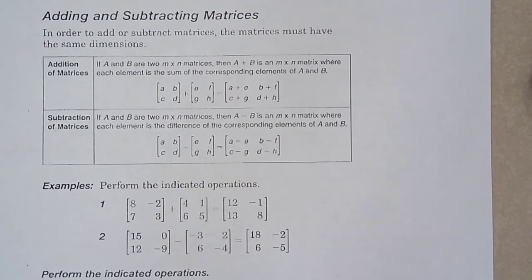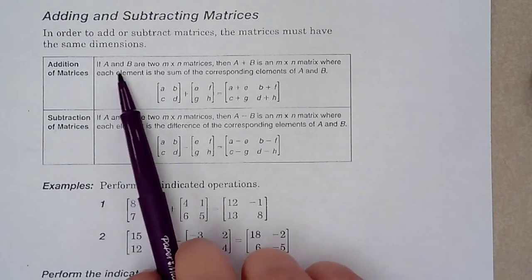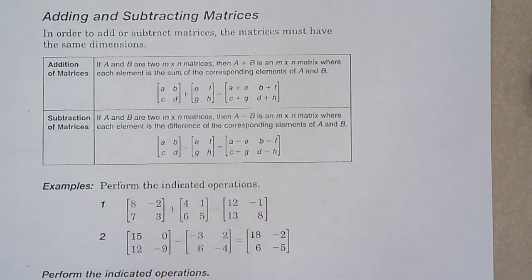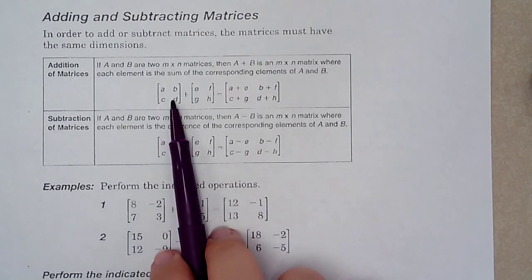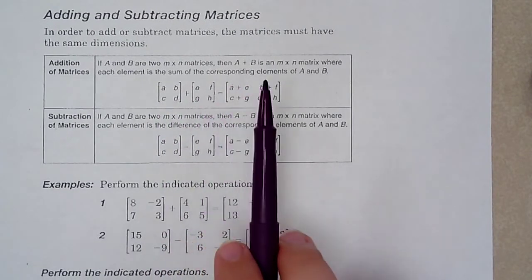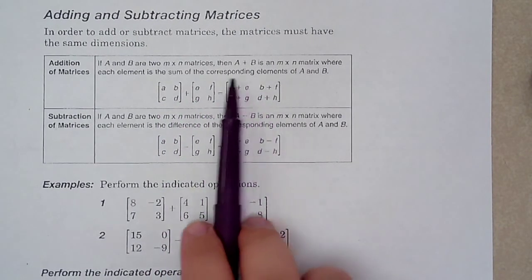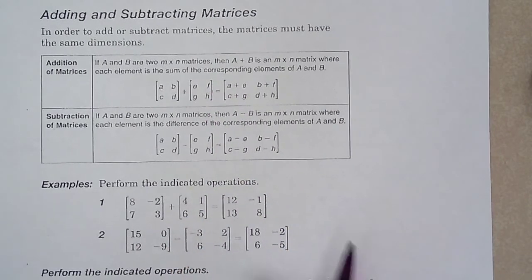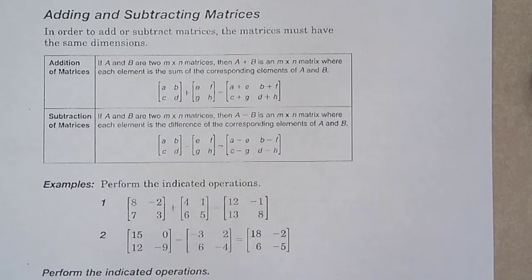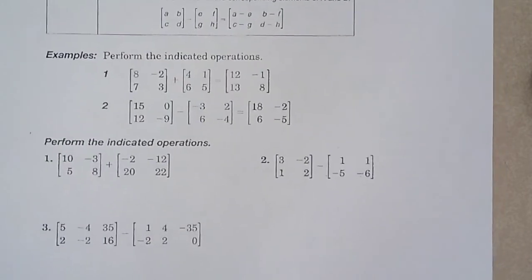Next up is adding and subtracting matrices. In order to add or subtract these, they must have the same dimensions. So if A and B are two m by n matrices, then A plus B is an m by n matrix, where each element is the sum of the corresponding elements of A and B. Big fancy term for if you start out with a 2 by 2, you add a 2 by 2, you end up with a 2 by 2 where we just add each element. Same thing with subtraction. So let's get to some examples.